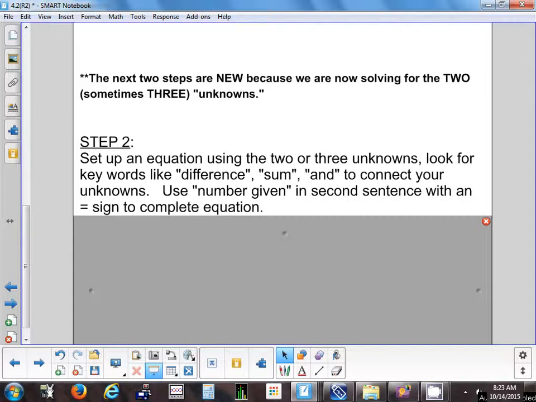All right, so for what says step 3 on your note sheet, make sure you change it to step 2. This is what we want to do. Set up an equation using 2 or 3 unknowns. Look for keywords like difference, sum, or and to connect your unknowns. Use the given number in the second sentence with an equal sign to complete the equation. Like I said, when we look at an example, that last piece, use the given number, that'll make a little bit more sense. All right?